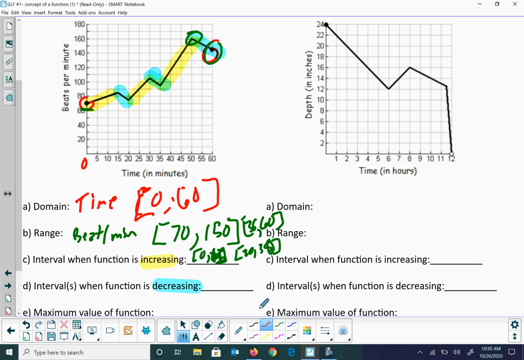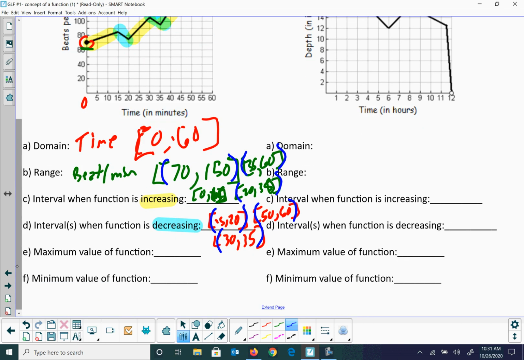It would be decreasing at 15 to 20. And then 30, 35. And then last one is 50 to 60. And you know what? I'm going to make all of these rounded brackets because right at that exact point, it's doing something different. So these will be rounded brackets of the increasing and decreasing.